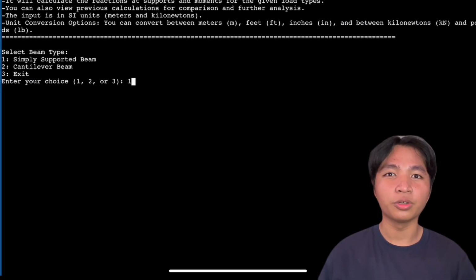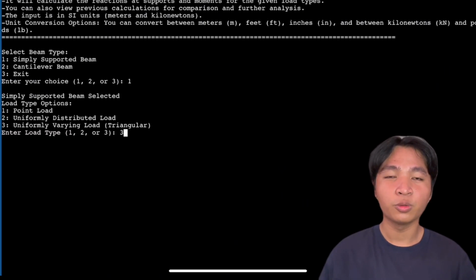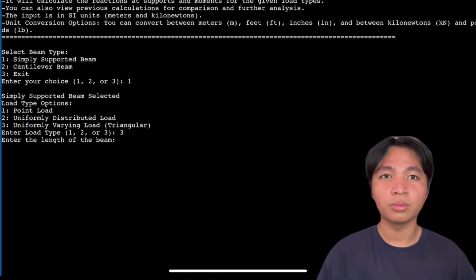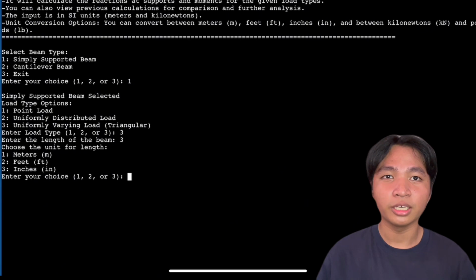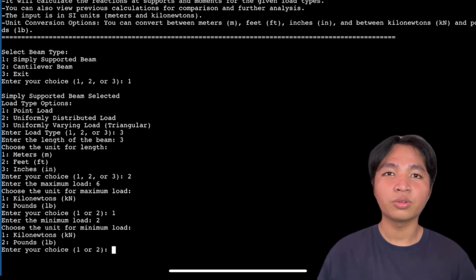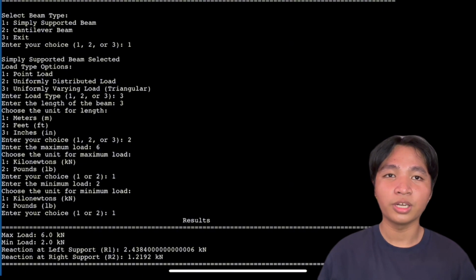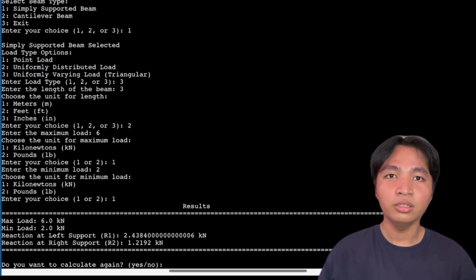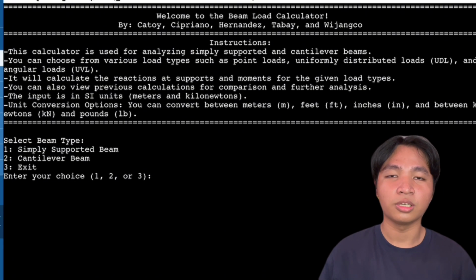Uniformly varying load or UVL. For a triangular load or UVL, the user inputs both the maximum and minimum load. The code calculates the area of the triangle, essentially the total load, and determines the centroid to split the reaction forces, in which the formula is: total load is equal to the quantity of the maximum plus the minimum times the length all over 2. And based on the centroid location, it divides the reaction accordingly. Then again, the results are both printed and saved.